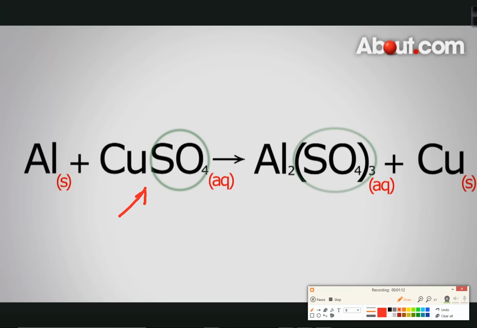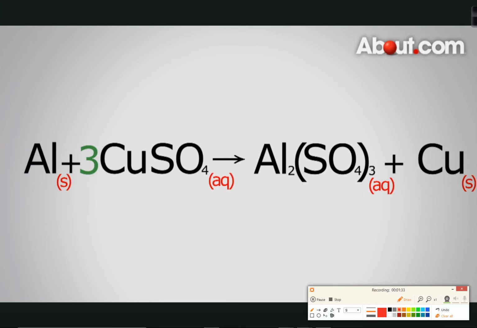the sulfate ion. The sulfate is featured on both sides of our equation, so we can treat it as a single unit rather than break it up into individual atoms. Because we have 3 sulfates on the right side, the left side of the equation also needs to have 3. We'll put 3 in front of the entire compound copper 2 sulfate.